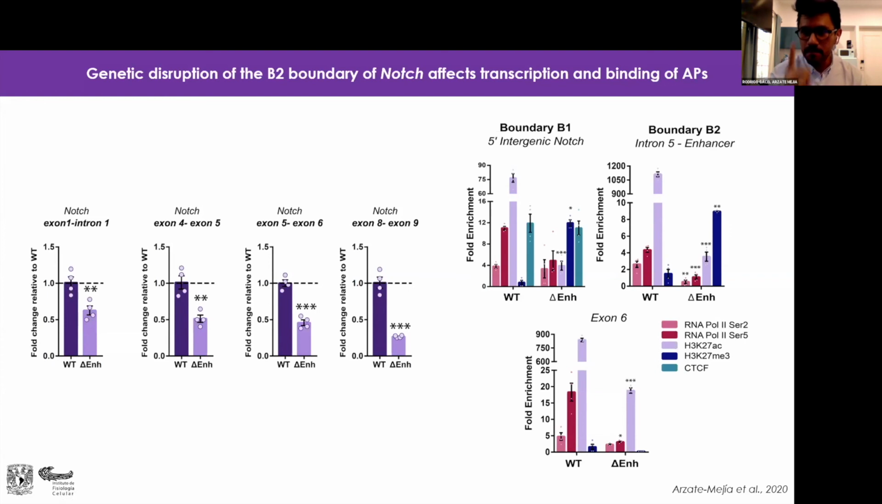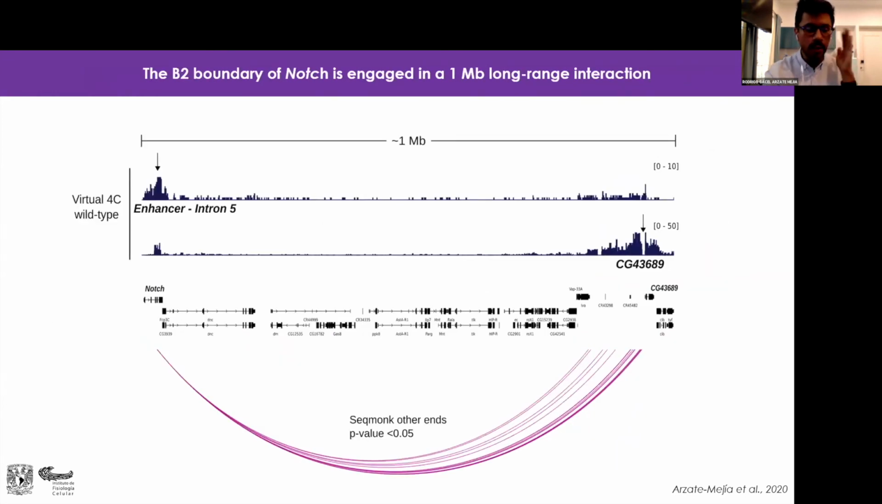Importantly, we lost the RNA pol II binding that we can detect in this region, but we also observe the loss of RNA pol II binding in other regions of the Notch gene itself. We suggest that this region might be super important for the organization of Notch, but also for the recruitment of RNA pol II.